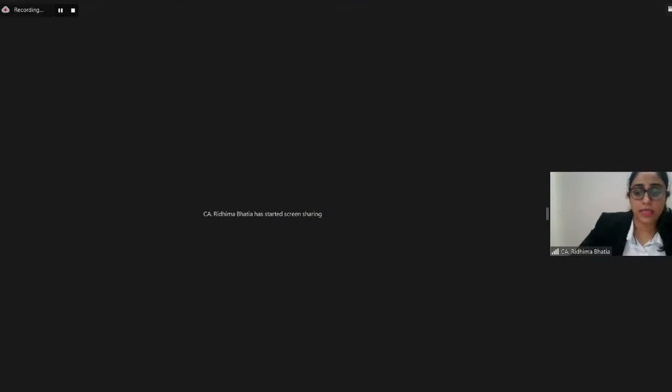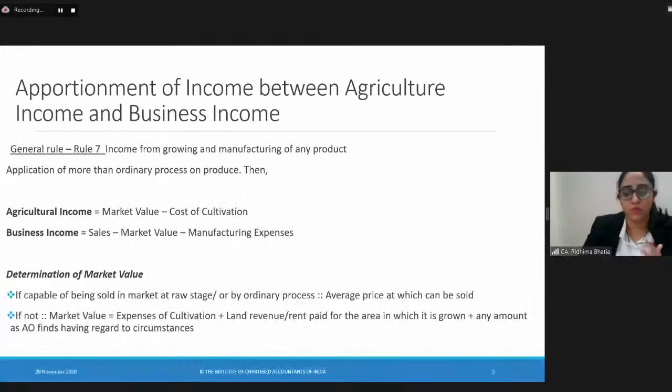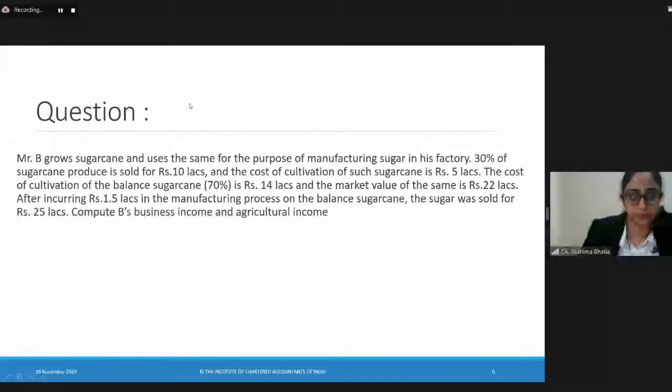So I hope the answer for the slide is clear. Next, we proceed to the next part. It is clear you have to differentiate between business and agricultural income. Do not go through rule 7 again. It is very simple. Up till a stage, agricultural income. Beyond that stage, whatever additional you are getting, that would be your business income: additional revenue net of additional expenses.